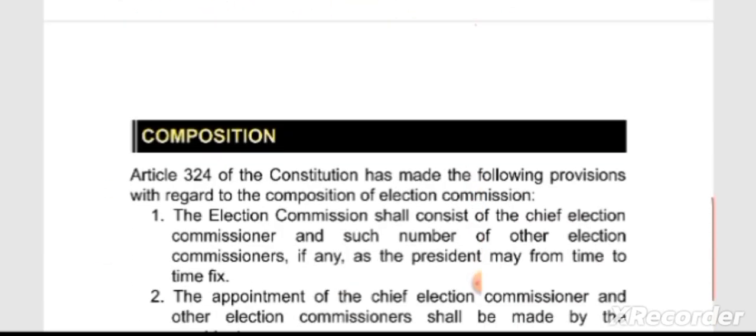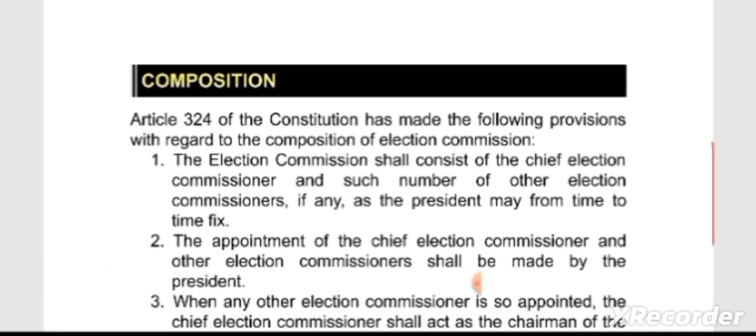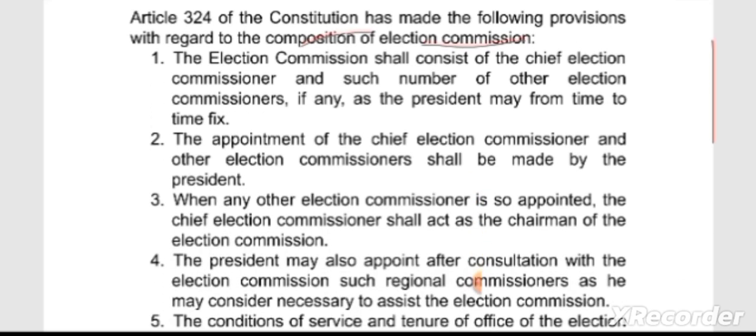Then we will go to the next page, which is about the composition of the Election Commission. You can see this composition generally has three people: the Chief Election Commissioner and two other Election Commissioners. That I have already written here. So three people make up the composition: the Chief Election Commissioner and the two Election Commissioners.